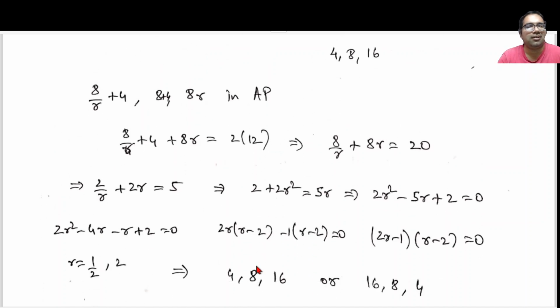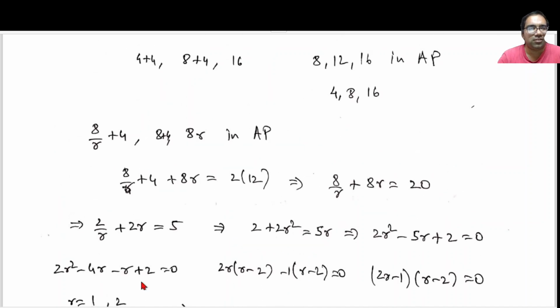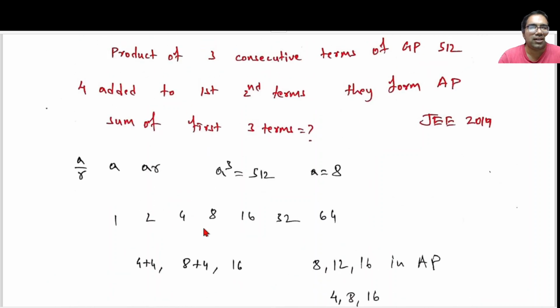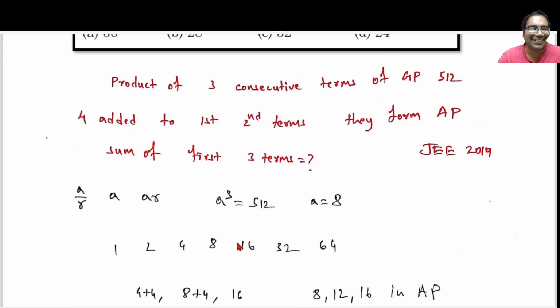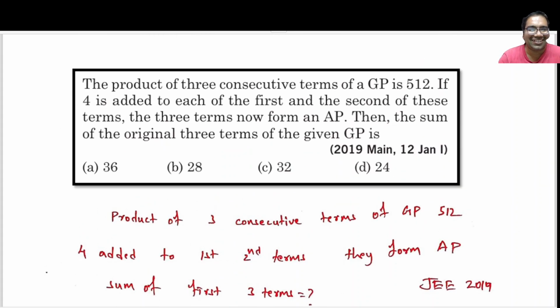But ideally, in an examination, we should not even go this way. We should rather just be looking at it. a is 8. That means the other two numbers can be 4 and 16, or 2 and 32, 1 and 64, whatever. Intuitively, we can say that 4, 8, 16 are the terms that we are looking for. Right, guys? Thank you.